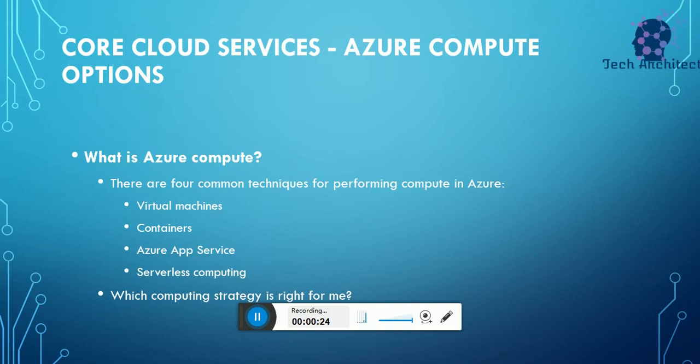It is an on-demand computing service for running cloud-based applications. It provides computing resources as multi-core processors via virtual machines and containers. It also provides serverless computing to run apps without requiring infrastructure setup. There are four common techniques for performing compute in Azure. First one is virtual machines.